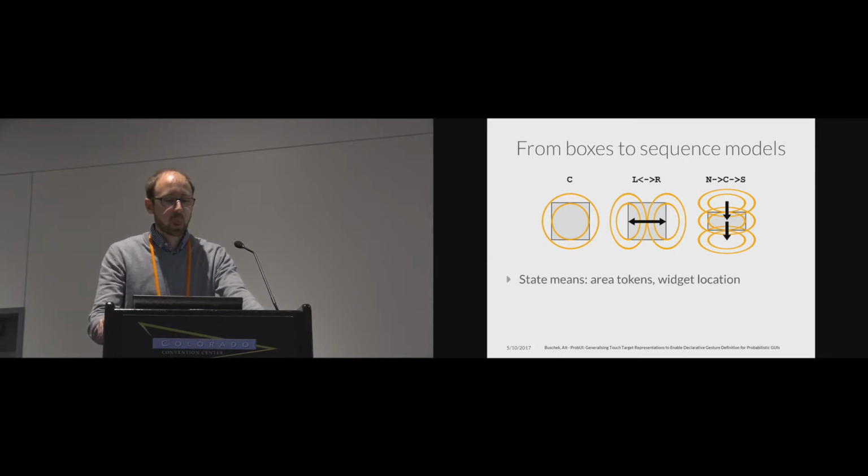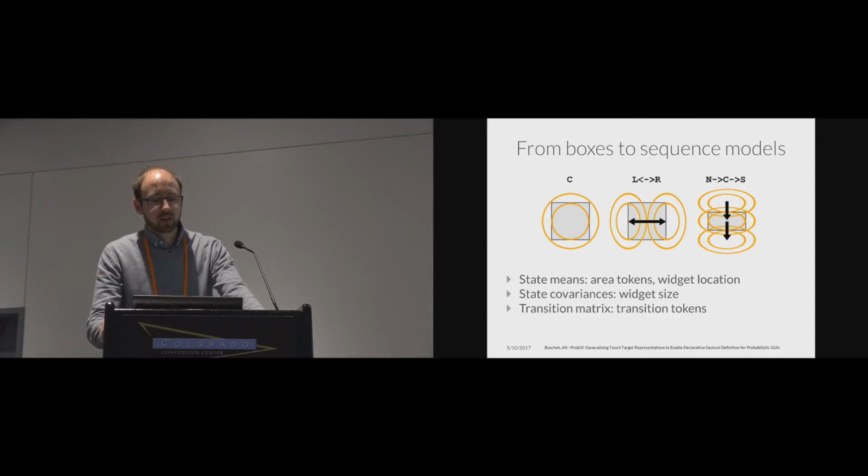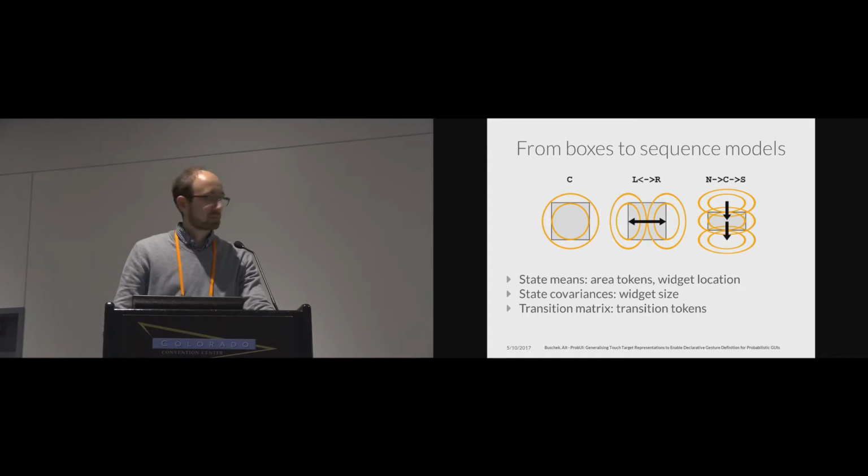In a bit more detail, to set up an HMM, we need to define the location of these states, so the means, and we can derive those from the given bounding box, the location of that interface widget, and the area tokens. We also need to define the size, so to say, so the covariance structure, and that is done by using the size of the widget with some prior scaling factor, and you could have different ideas of what would be suitable here. And then finally, for the transition matrix, we can derive that from the transition tokens.